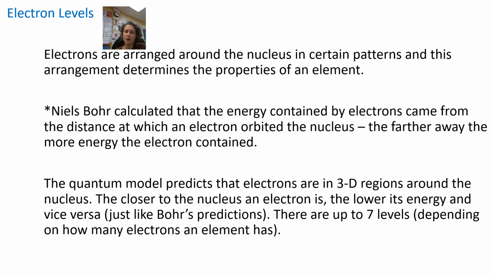The quantum model is all the colors and circles and shapes. Those were to represent three-dimensional regions. And the same thing applies: the closer to the nucleus, the lower the energy, and vice versa. We have found that there can be up to 7 energy levels around a nucleus. It just depends on the number of electrons.